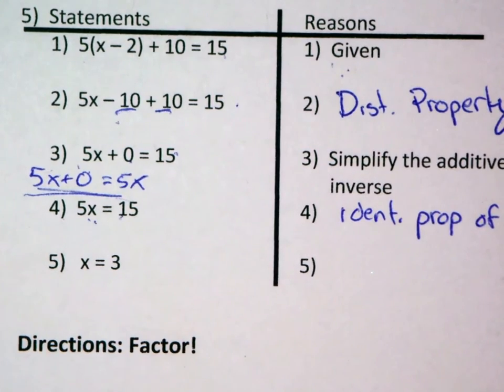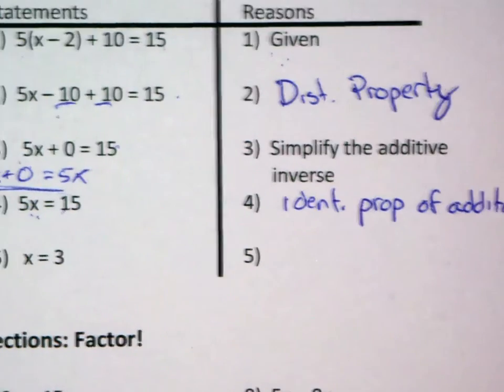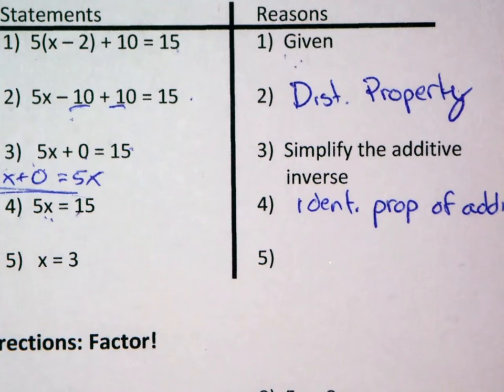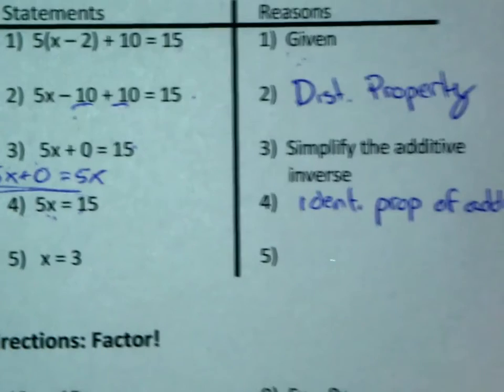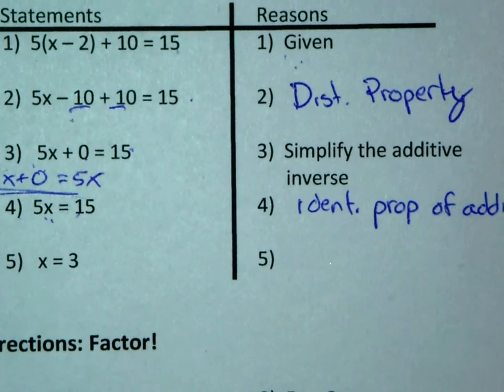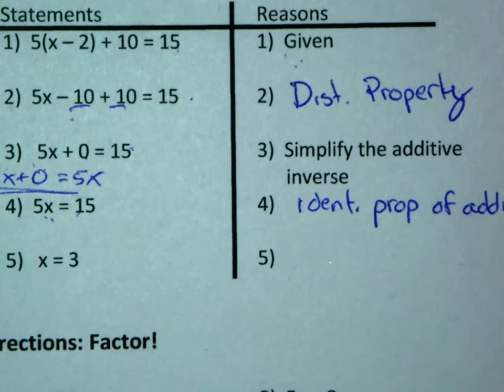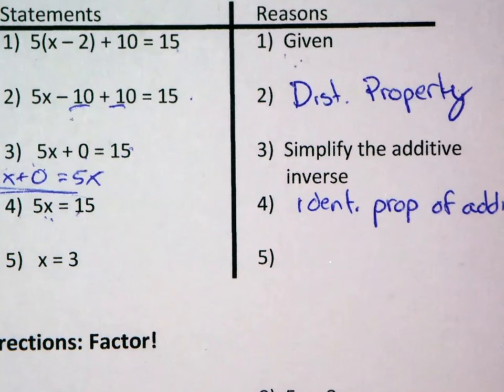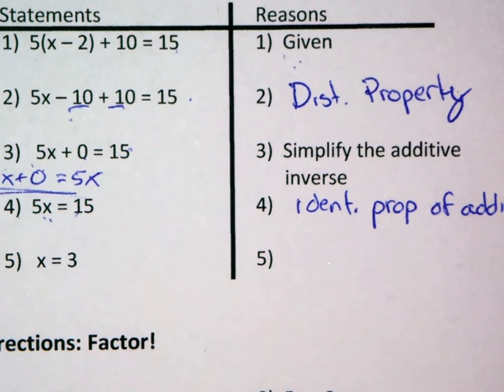And the identity property of addition basically states that any number added to 0 is itself. And in this case, we're adding 5x to 0, and 5x is the solution.